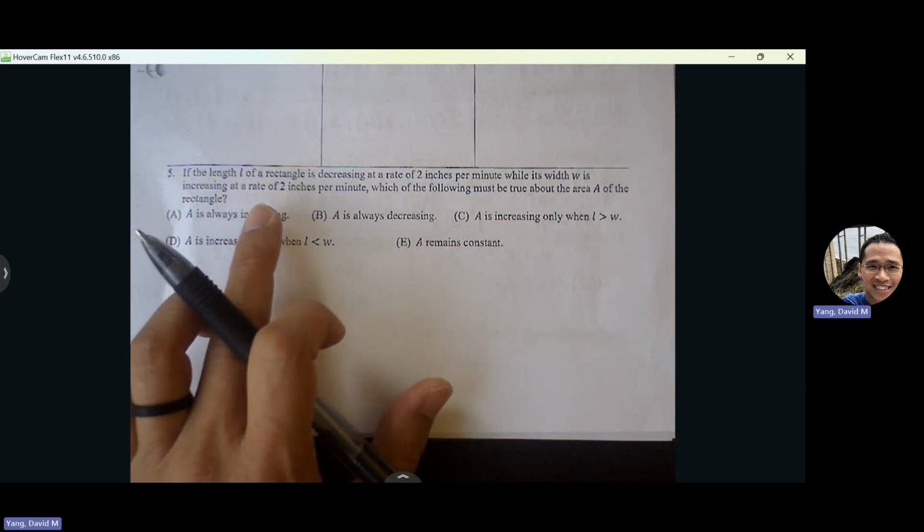Number 5 says if the length of a rectangle is decreasing at a rate of 2 inches per minute, while its width is increasing at a rate of 2 inches per minute, which of the following must be true about the area of the rectangle?